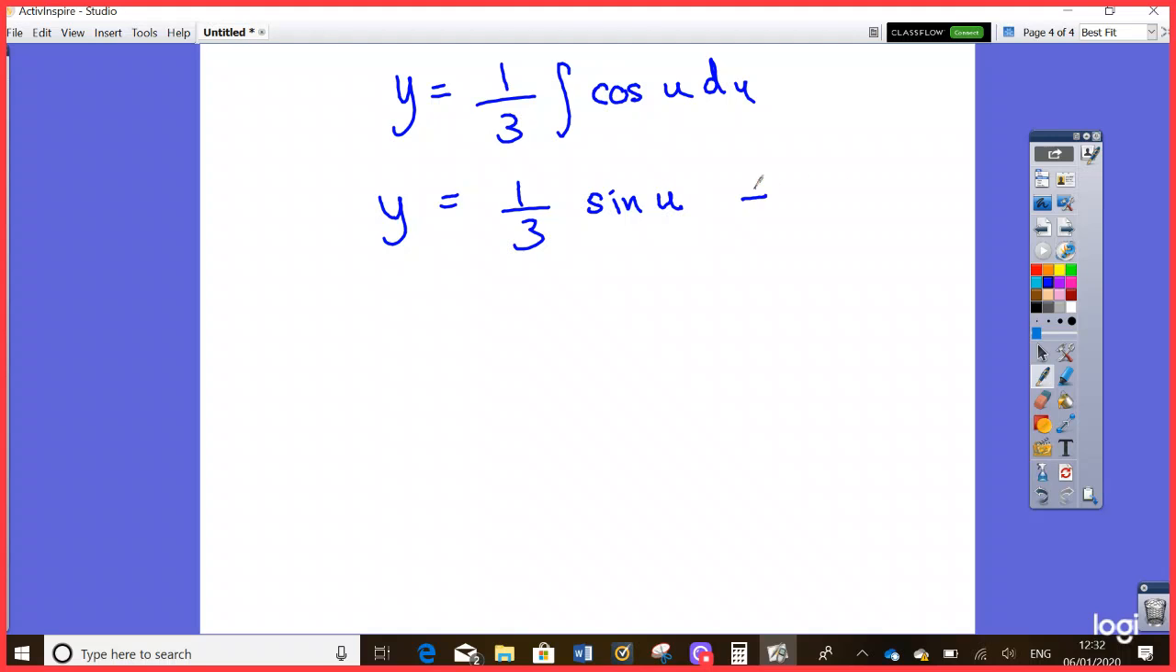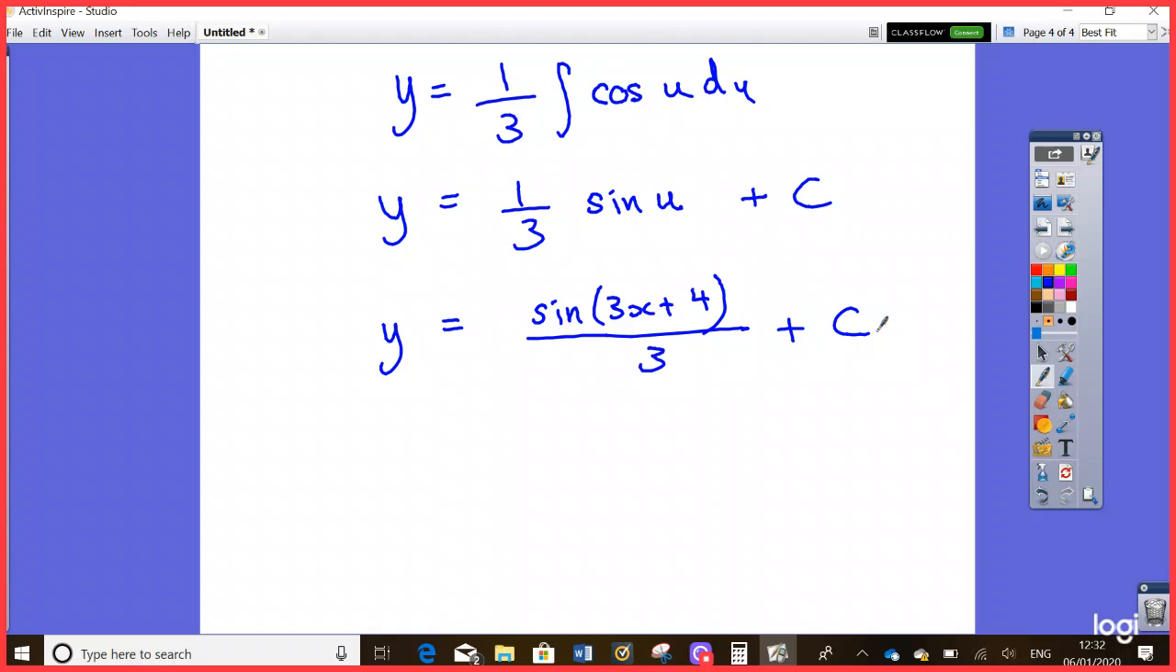Well, we've finished, haven't we? We just have to do the last bit of putting the u back in, which was 3x plus 4. So therefore we can now say y is equal to sine of (3x plus 4) over 3 plus c. Voila. It's all done. That's it.